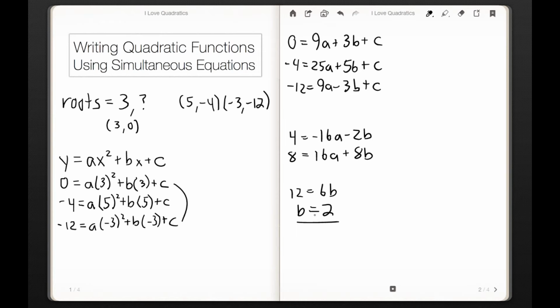There's the first variable. Now we can get a very easily by substituting back into either one of these. So if we take the first one here, we get 4 equals negative 16a minus 2 times 2, so minus 4. Negative 16a will equal 8, and a will be negative 1/2.